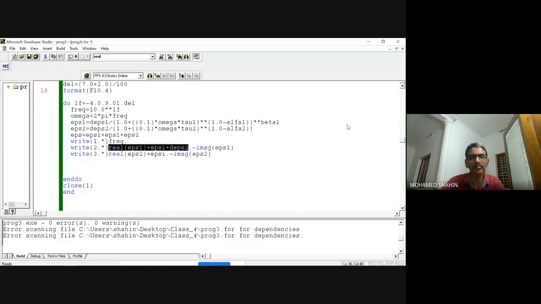This is the total process. Control X, Control V. Total process. Real part EPS, real part EPS2, second process plus EPSI. So this is the composite process, total process.